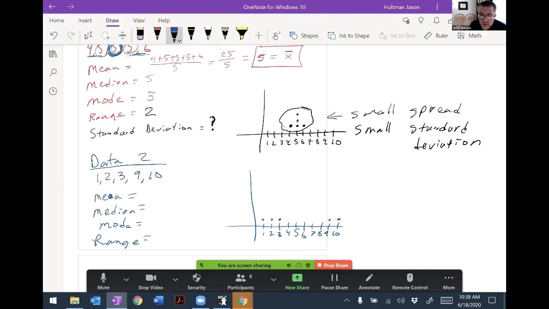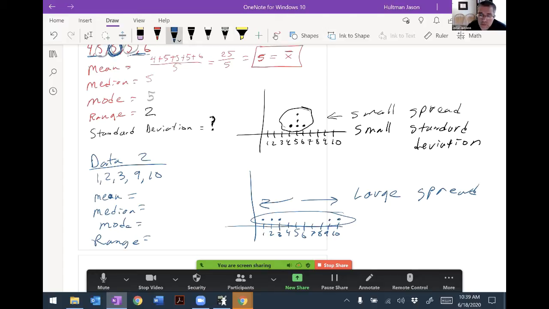Does data set 2 have large spread or small spread? What do you think? Large. Yeah, who's that, Noah? Matthew. Okay, so Matt is absolutely correct. It has large spread. The values are more spread out here. It has larger spread than data set 1. Data set 2 has large spread.